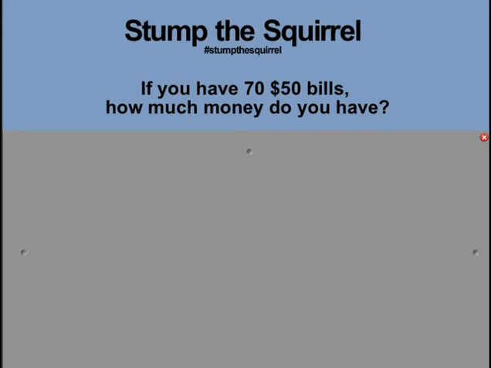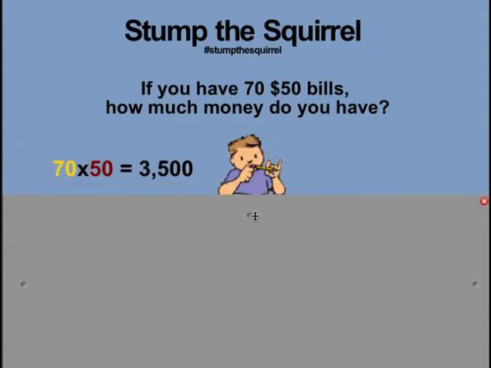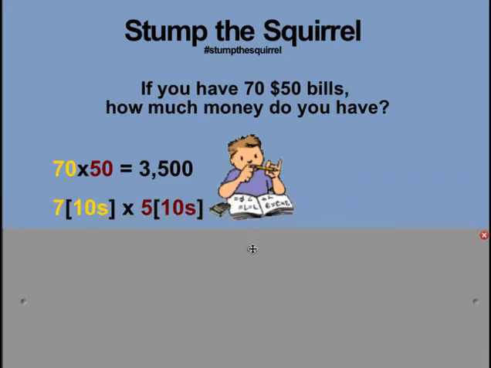Let's go back to Stump the Squirrel. If you have 70 $50 bills, how much money do you have? I know that 70 times 50 is going to be equal to 3,500. How did I figure that out? Notice I've color-coded my numbers here to help you. 70 is made up of 7 tens times 5 tens.